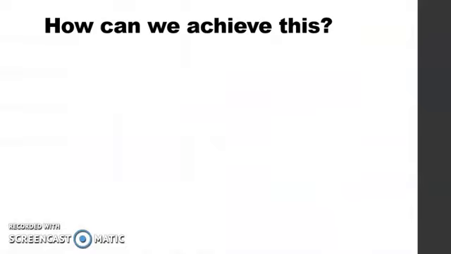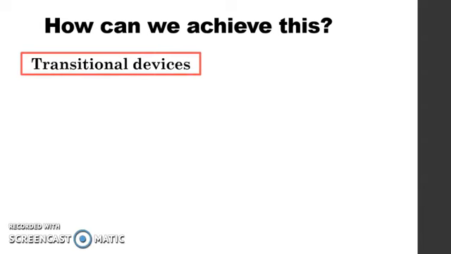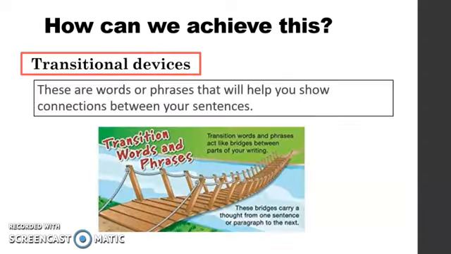Now, how can we achieve cohesion in writing? You can use transitional devices to achieve cohesion. These words or phrases will help you show connections within your sentences. They are used by writers to avoid the pitfalls of introducing an idea abruptly to their readers. Let's take a look at examples of these transitional devices.